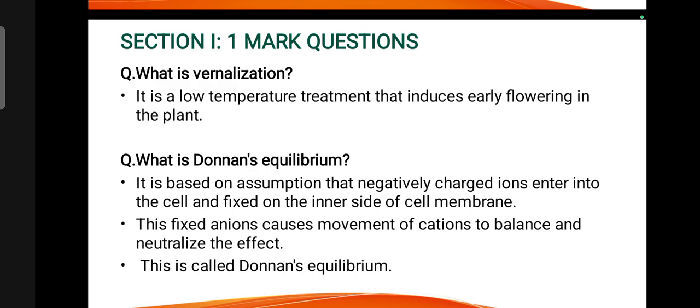What is Donnan's equilibrium? It is based on the assumption that negatively charged ions enter into the cell and fix on the inner side of the cell membrane. These fixed anions cause movement of cations to balance and neutralize the effect. This is called Donnan's equilibrium.